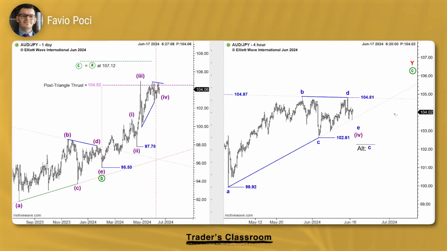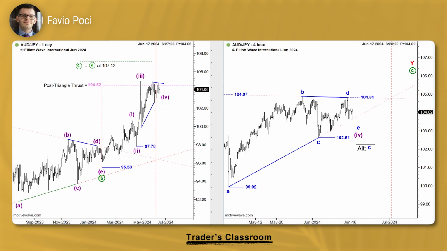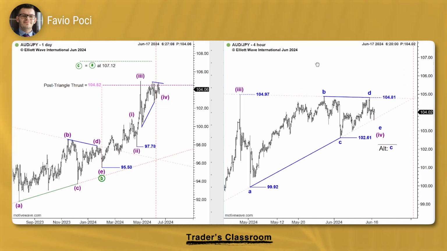Let's try to identify the date here. It's not that accurate, but we have to use this. So July 1st or end of June, we have another possible target timeline wise for the entire higher degree double zigzag to end. So there we have it.